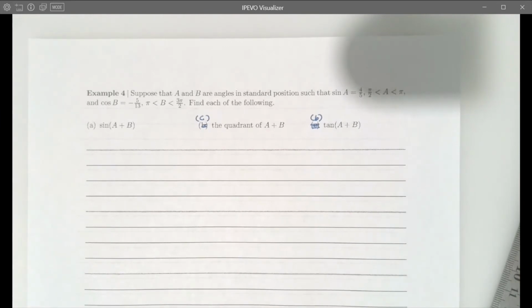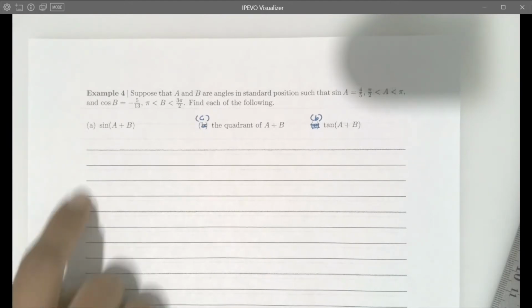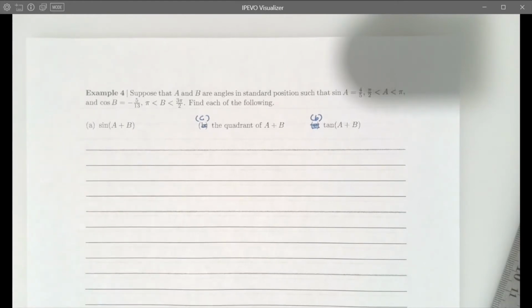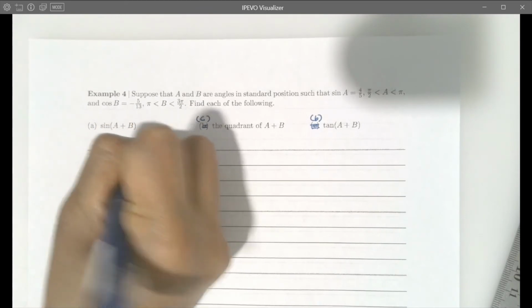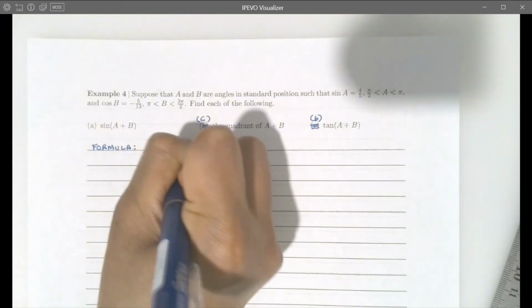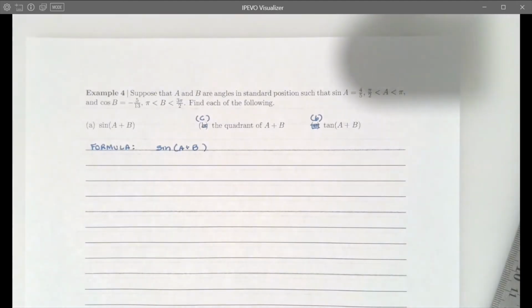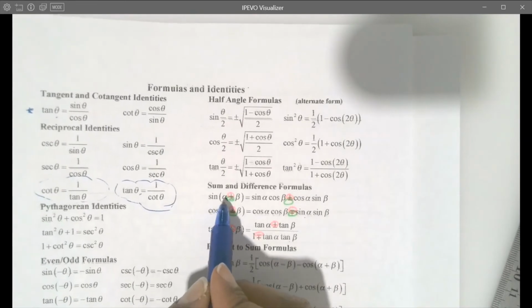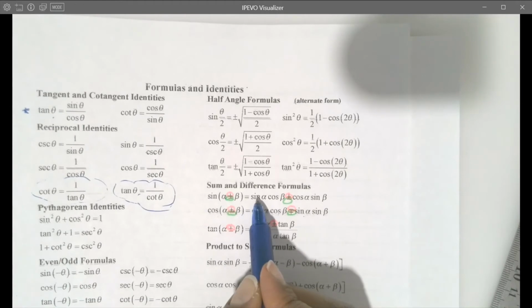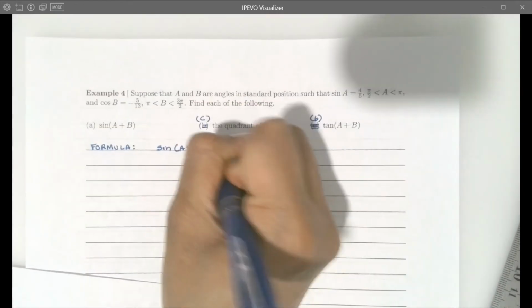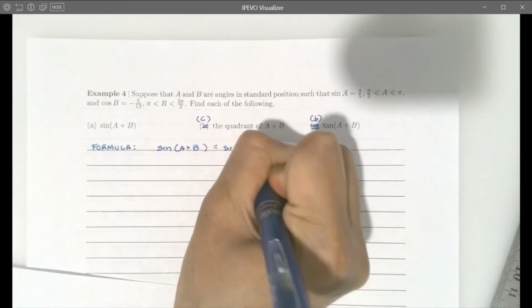Alright, so again, they're asking us to find a trig function of a sum of two angles. So in the case of part A, for instance, we can look at what formula has sine of A plus B. Again, that's the sum formula for sine, which says sine of A plus B is sine of A cosine B. So let me write that down. This is equal to sine of A cosine B.